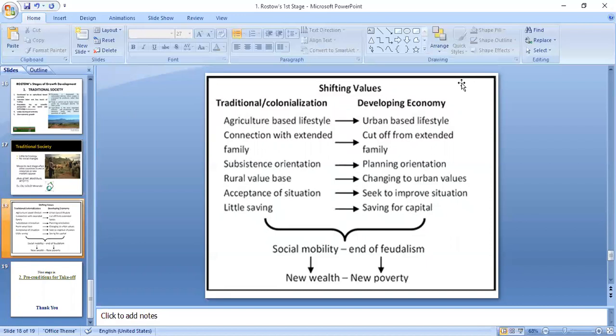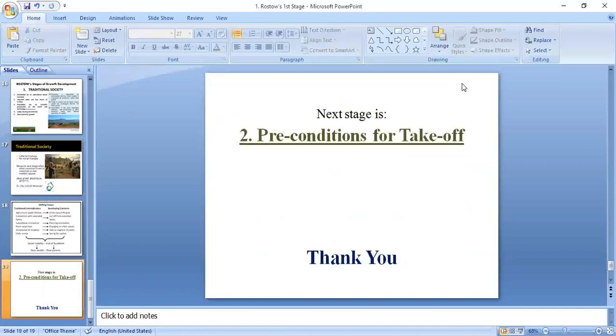സോ സോഷ്യൽ മൊബിലിറ്റി, എൻഡ് ഓഫ് ഫ്യൂഡലിസം, ന്യൂ വെൽത്ത് ആൻഡ് ന്യൂ പ്രോപ്പർട്ടി, ഈ തരത്തില് ഒരു ഷിഫ്റ്റ് വന്നു തുടങ്ങി കഴിഞ്ഞാൽ we can say that that stage or that kind of traditional economy is going into the preconditions for takeoff, and that is the second stage of Rostow's stages of economic growth.